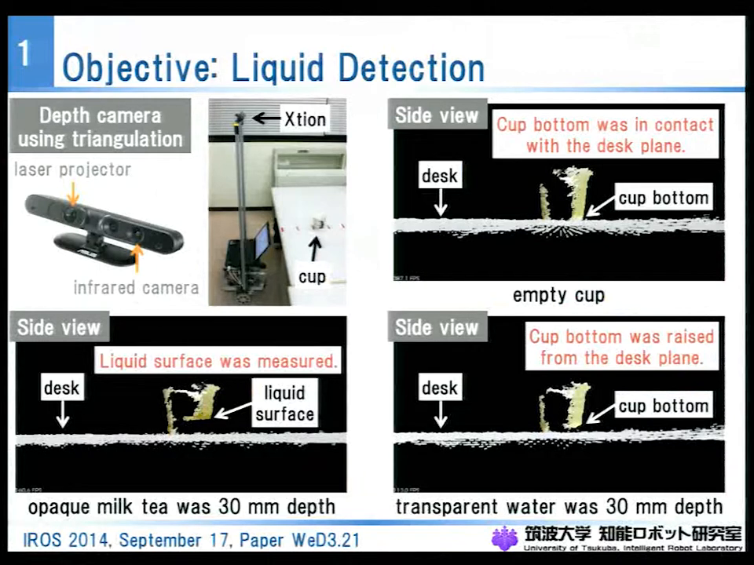The upper right figure shows the side view of the point cloud of the empty cup. The measured point cloud of the cup bottom was in contact with the desk plane. The lower left shows the case of opaque milk tea. A point cloud that seems to be the liquid surface was measured. The lower right shows the case of transparent water. The point cloud of the cup bottom was raised from the desk plane. This point cloud is not the liquid surface. In summary, in the case of opaque liquid, the liquid surface was measured. On the other hand, in the case of transparent liquid, the raised cup bottom is measured.